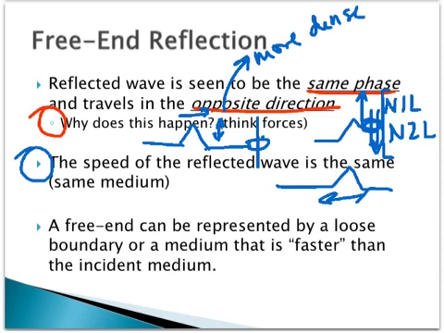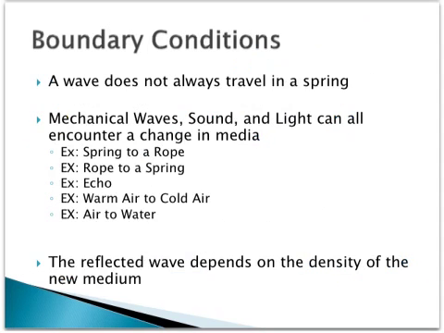So a free end reflection, we're looking at just one boundary, but applying this to many things, it's really hitting a different medium that is faster, that is less dense. So we're hitting a medium that is less dense than the medium the wave is initially traveling through. So how is that going to change the wave? Well, less dense, less mass per unit length, change the speed, all those sorts of things. So it's a free end reflection.